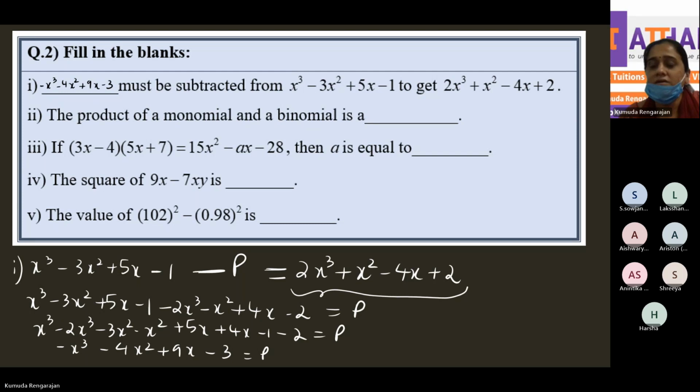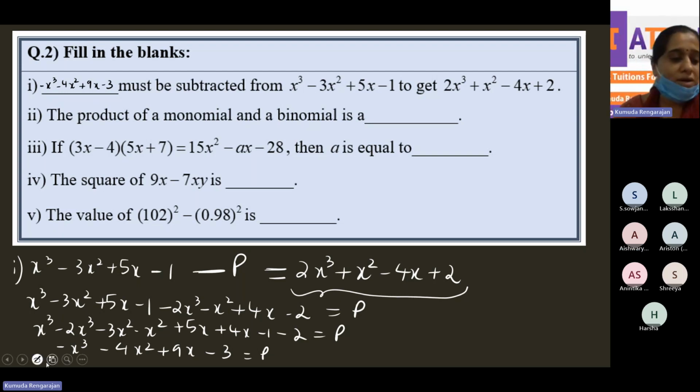Next one. The product of a monomial and a binomial is a... Anantika says binomial. Shreya says binomial, ma'am. You can share your answer here. Aishwarya says binomial. Binomial, okay.